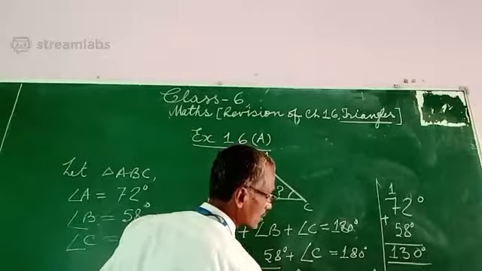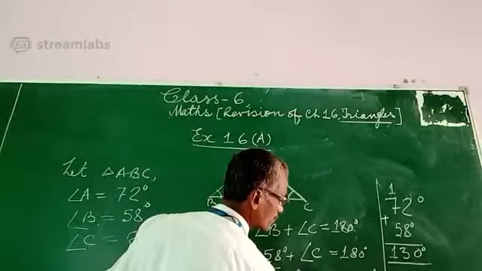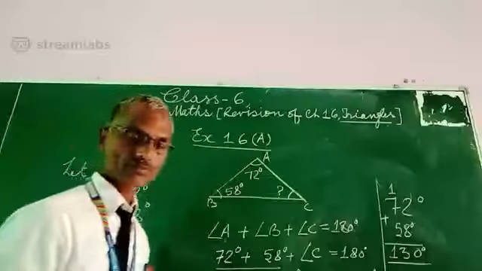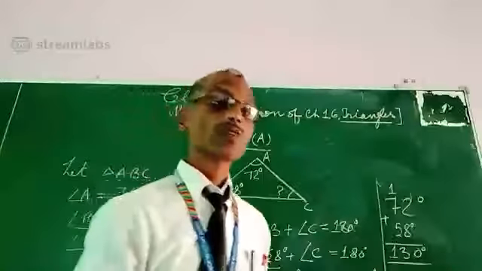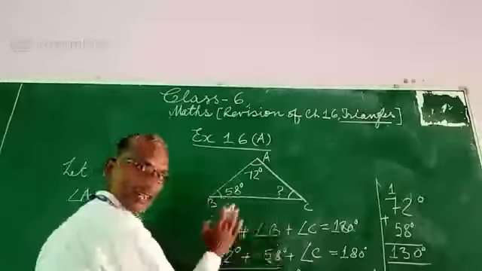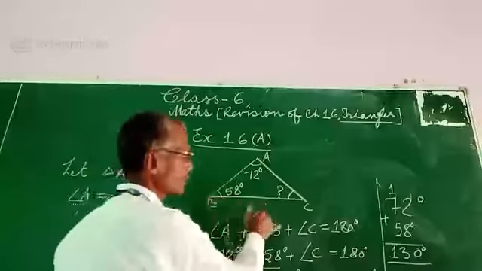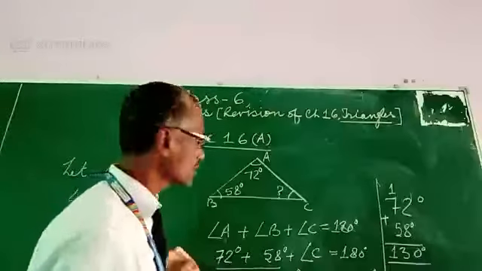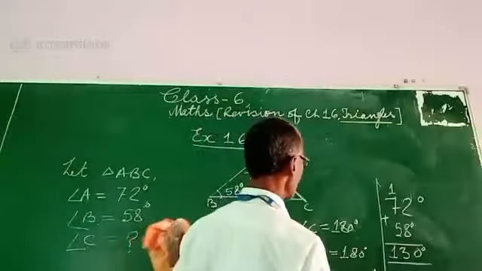Okay. So if the measures of two angles of a triangle are given, then you can easily solve for the measure of the third angle. Alright.